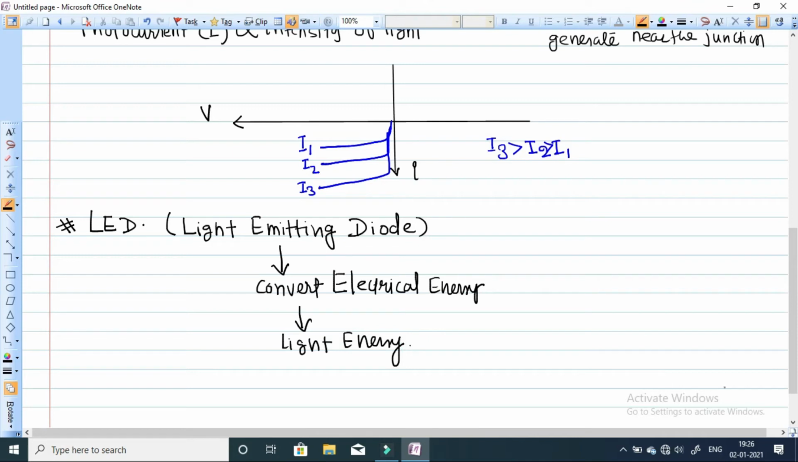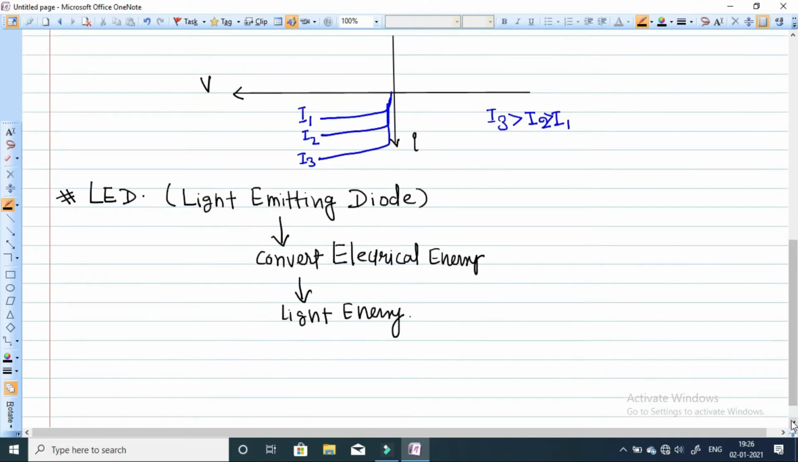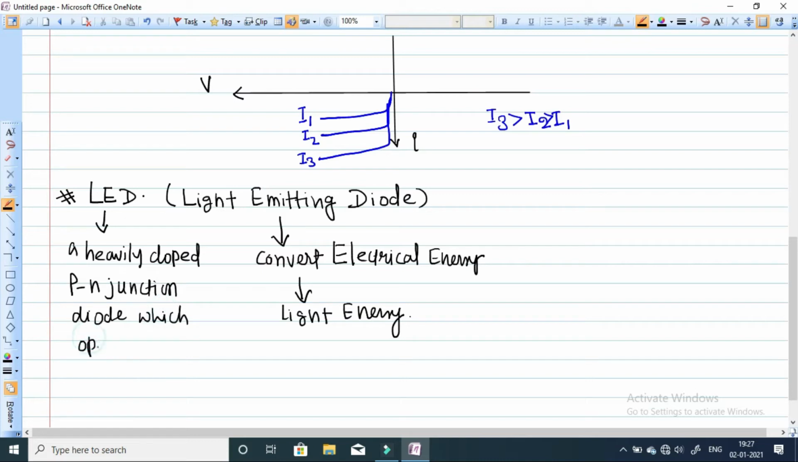So a light emitting diode is a heavily doped PN junction diode which operates in the forward biased condition.